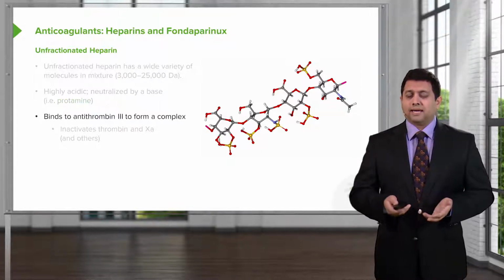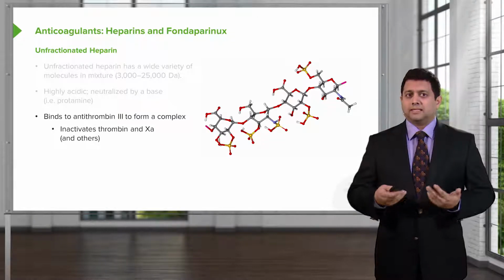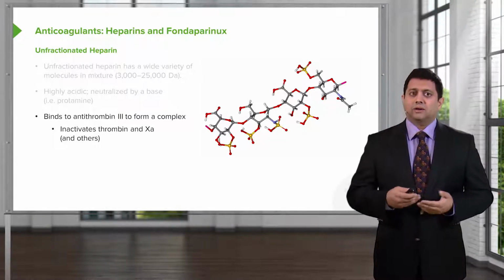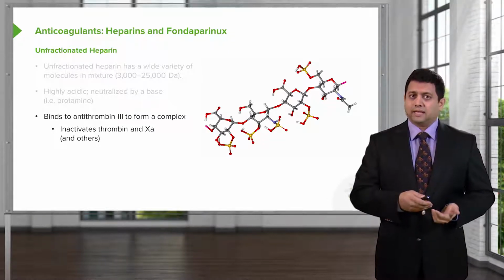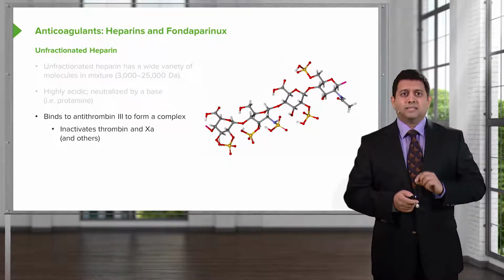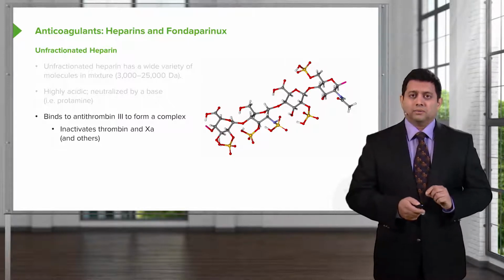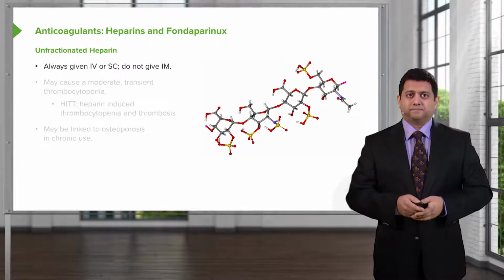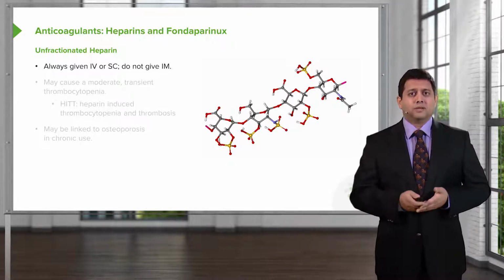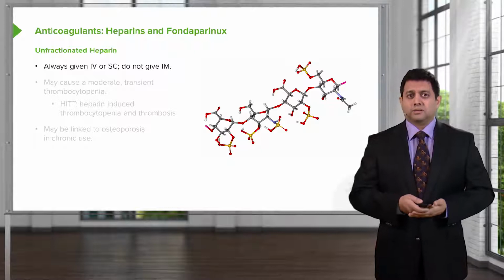Now, heparin binds to antithrombin 3 and it forms a complex, and that complex inactivates thrombin, and it also inhibits factor 10A and other factors that we won't get into right now. The important point is that unfractionated heparin has a multiplicity of molecular weights, and it's a large molecule. It's always given subcutaneously. We never ever want to give this drug intramuscularly.